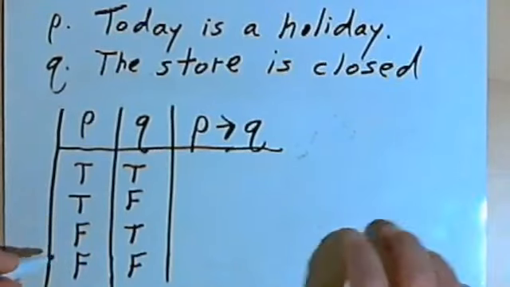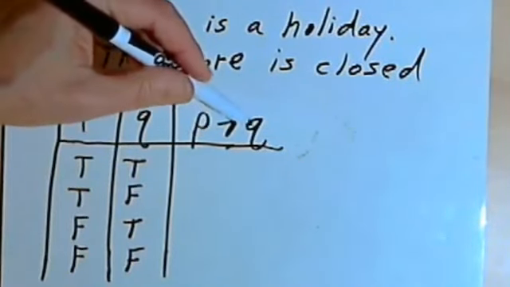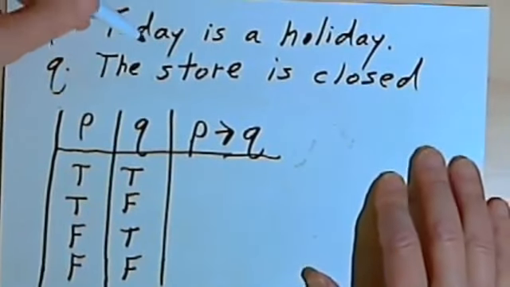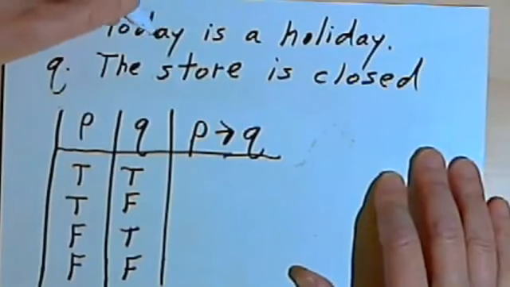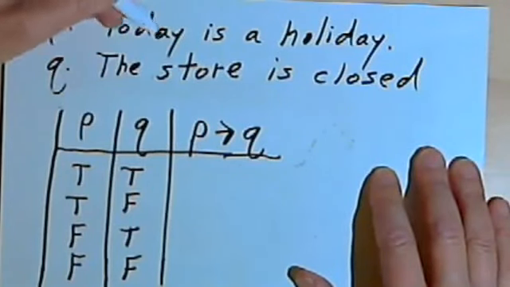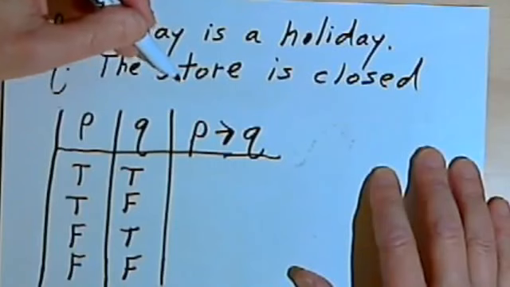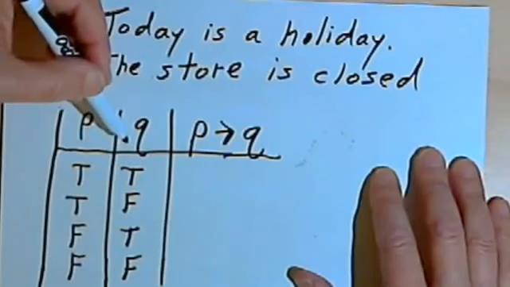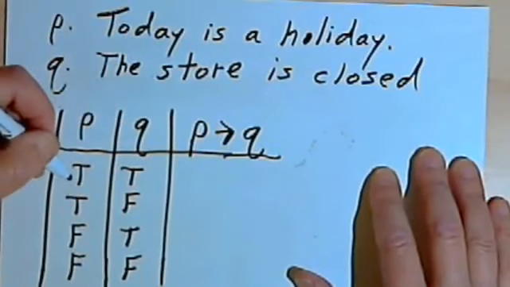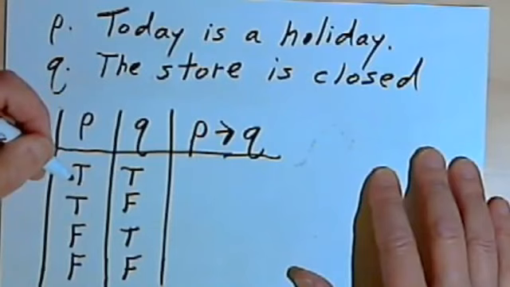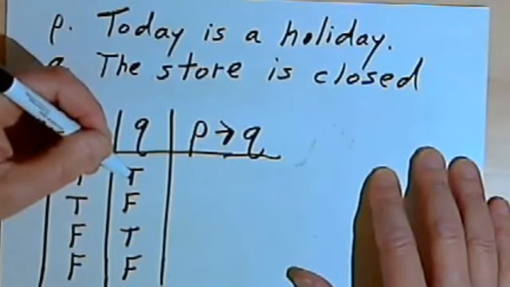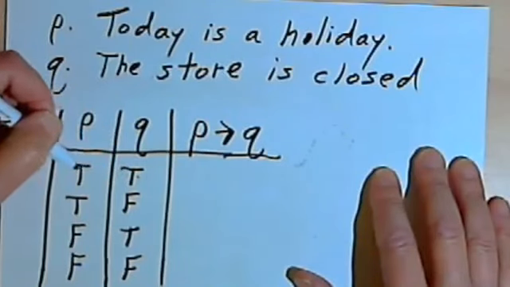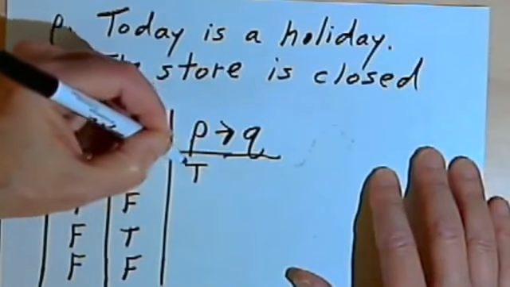And now let's see what the truth values for if P then Q are going to be. So what we're doing is we're thinking in terms of the conditional statement, if today is a holiday, then the store is closed. And we want to see whether the expectations we would have for different conditions are met. So here's what I'm getting at. If I know that today is in fact a holiday, and the store is closed, then my expectation has been met. I expected the store to be closed because today was a holiday. So this is a true statement.